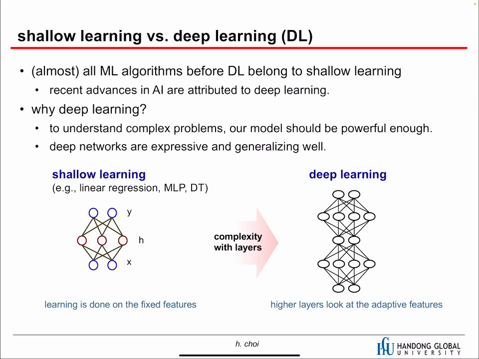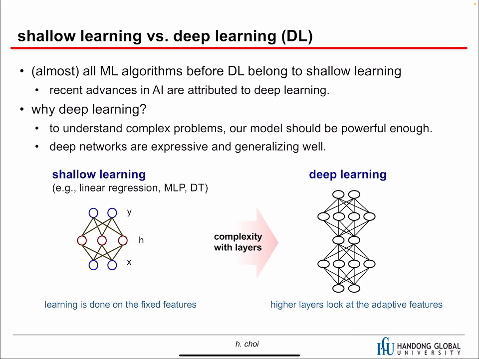And then what is the difference between shallow learning and deep learning? There are many machine learning algorithms. All machine learning algorithms before deep learning belong to shallow learning. Recent advances in AI are attributed to deep learning, as you know.